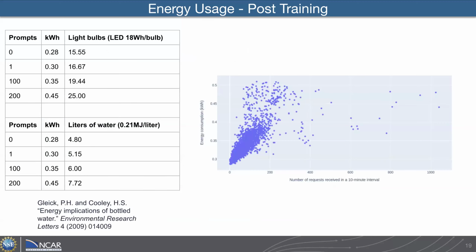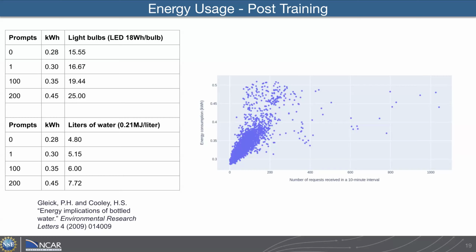And just to look at that in terms of, say, light bulbs or liters of water, so the treatment or bottled water process, the amount of energy it takes. Looking at just a single prompt here, for light bulbs, if you're looking at LED, 18 watt hours per bulb, powering about 17 of those. A single prompt for water, it's about 5 liters of water. And you can look at the scaling up of 100 prompts, it's about 6 liters of water.